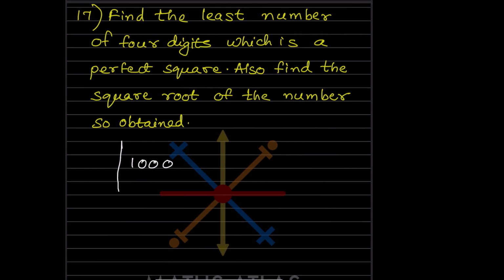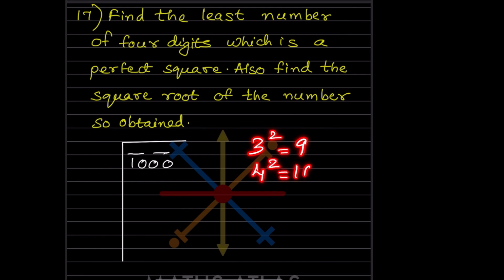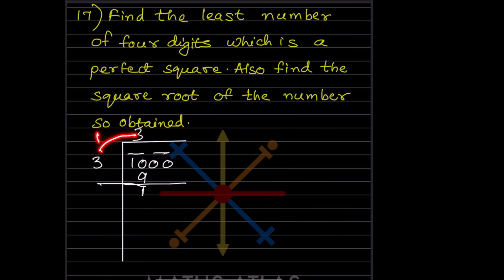Now we are going to take the pairs of it. So look at this one. This is 10. 3 square is going to be 9 and 4 square is going to be 16. So we cannot take 16, but we can take 9. So here will be 3 3s are 9, and the remainder is going to be 1. Now you are going to add this and this one. So 3 plus 3 is going to be 6. So here will be 6.